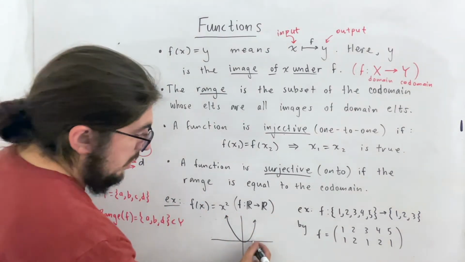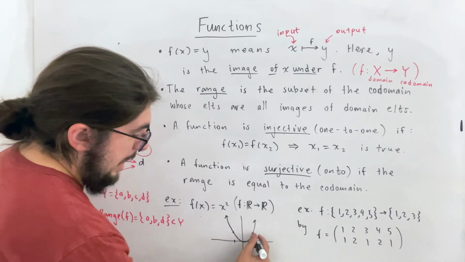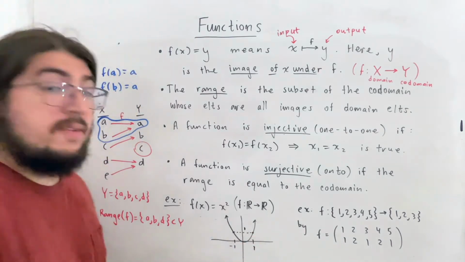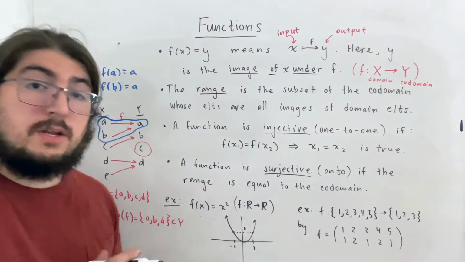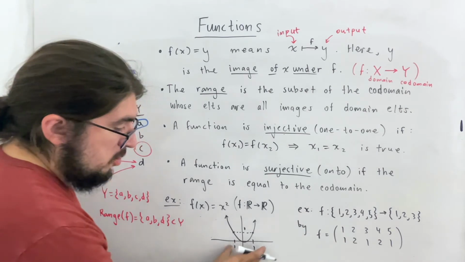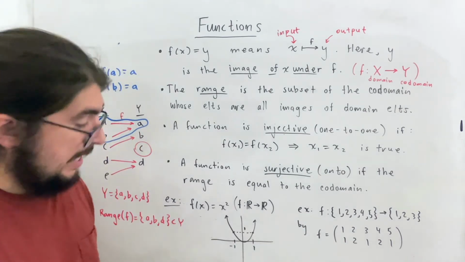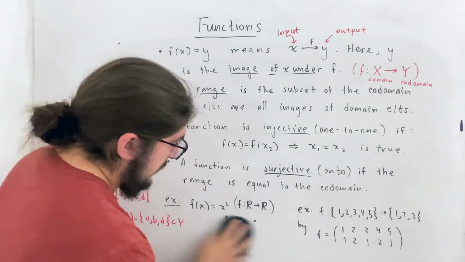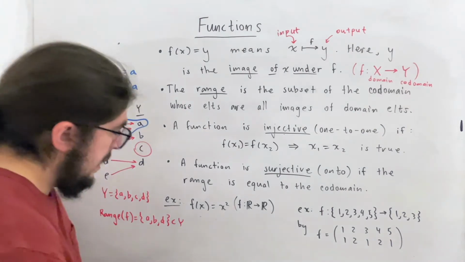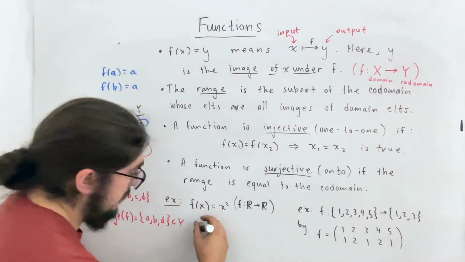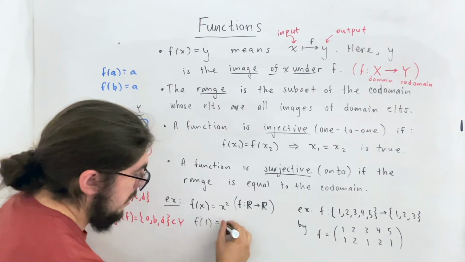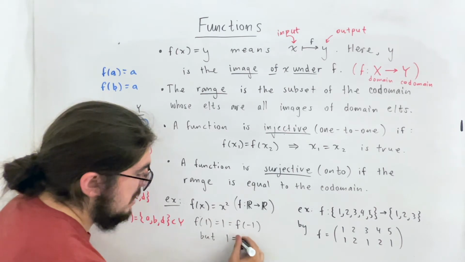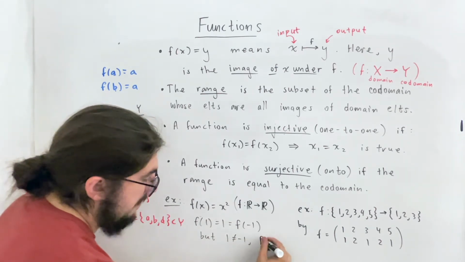Now notice there's a lot of numbers that correspond to the same output. So for example, 1 and negative 1, when squared, both give you 1. So this is not good because we have two elements of our domain that are assigned to one single number in our codomain. So I'm actually going to show that more specifically here. I'll just pick 1 as an example. So I'll say f of 1 is equal to 1, which is also equal to f of negative 1. But clearly, 1 is not equal to negative 1. So this means f is not injective.